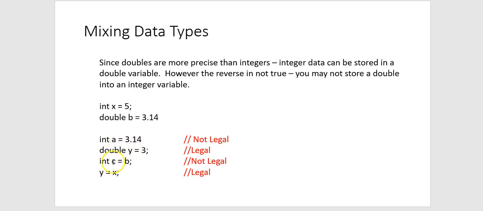Here I'm going to try to create an integer variable c, and I'm going to try to assign it a variable, where that variable's data type goes with it. So double b was a double. I can't put a double into an integer, so that's not legal. However, if I want to reassign the value of y, y was a double and x was an integer, so I can take the integer x and put it into the double y. So that's perfectly legal.